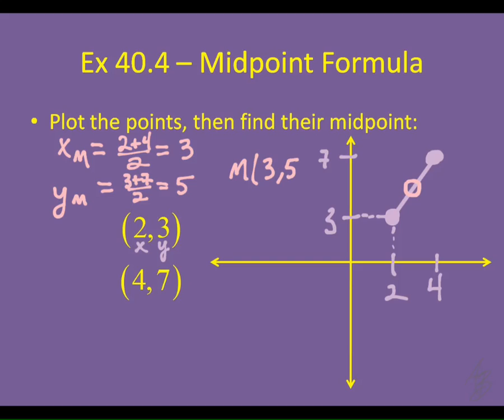3, 5. And if I plot that, or at least if I look at what corresponds to the point that I drew earlier, does that look like it could be 3, 5 there? Yeah, 3 is the number halfway between 2 and 4. 5 is the number halfway between 3 and 7. Does that make sense? It's pretty easy, isn't it? Okay, let's try another one.